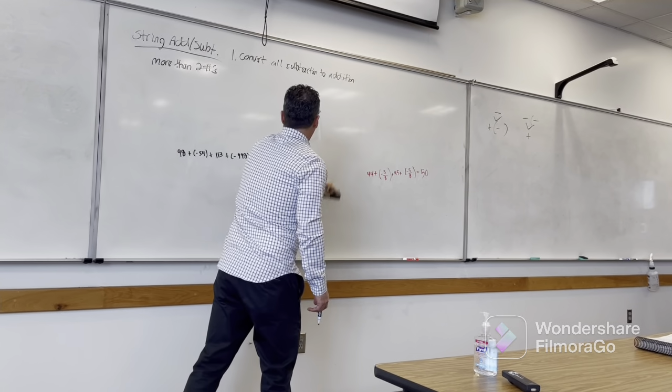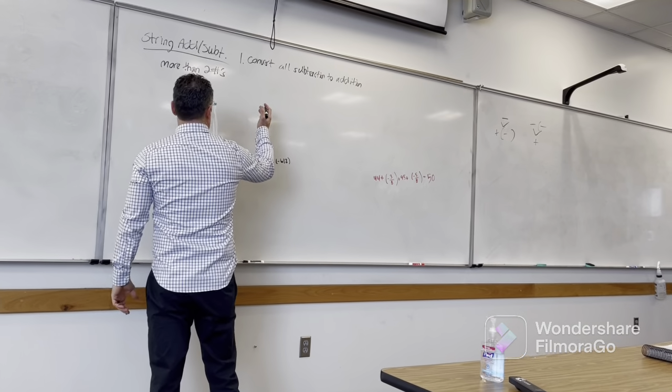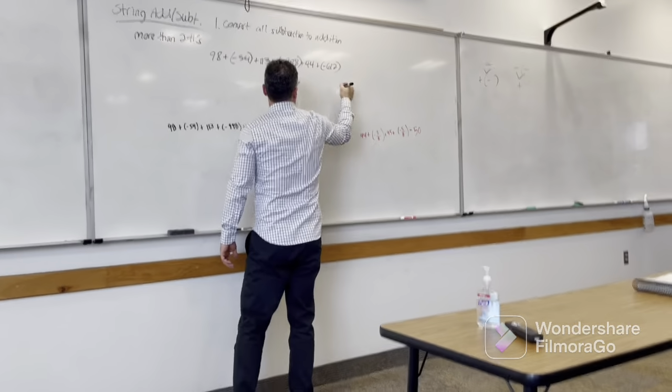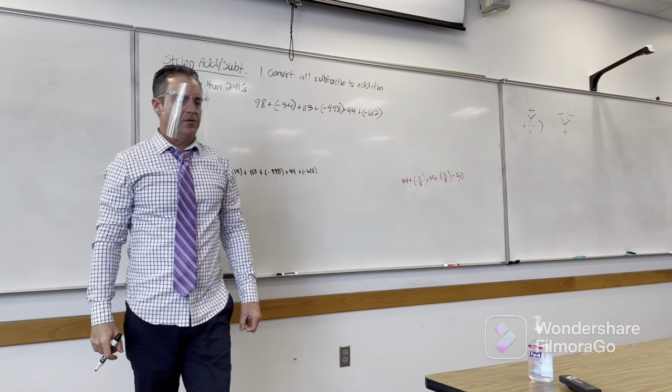Can you just, because it's only subtraction and addition, can't you just add all the subtractions? Oh yeah, man. 98 plus negative 54 is 12. Now what I'm about to say is really gonna bend your toes.